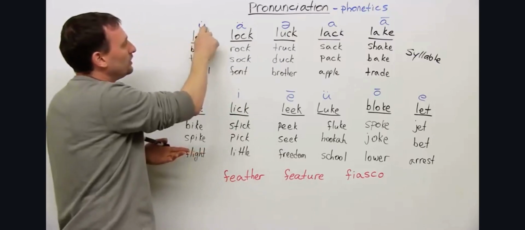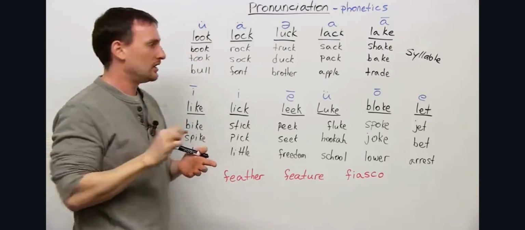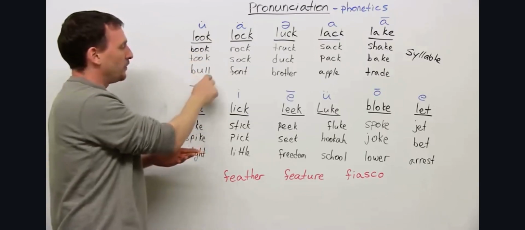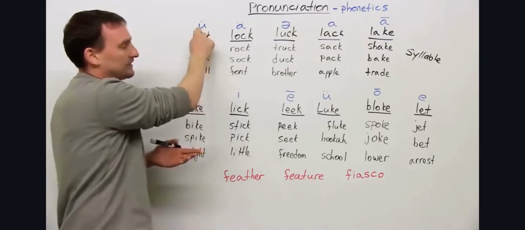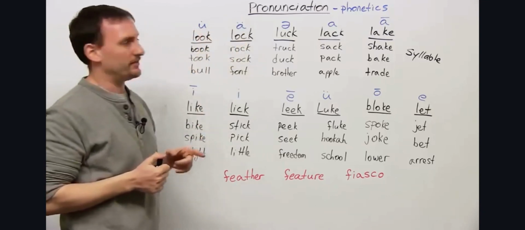So this U with a dot, I hope you can see that dot, look, book, took, bull. Doesn't matter what the letters on either side are, the vowel sound is going to be the same with this symbol. With lock, you have A with 2 dots on top of it.